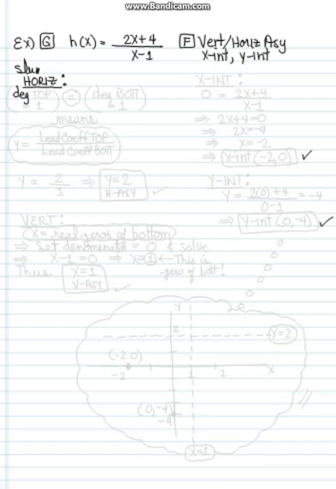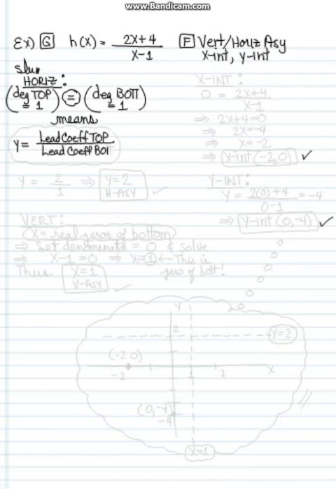The degree of the top is equal to 1. It's a first degree equation. The degree of the bottom is 1. It's a first degree equation. And that means the degree of the top equals the degree of the bottom. And that means, according to our note, that the equation y equals lead coefficient of the top over lead coefficient of the bottom is the equation of our horizontal asymptote.